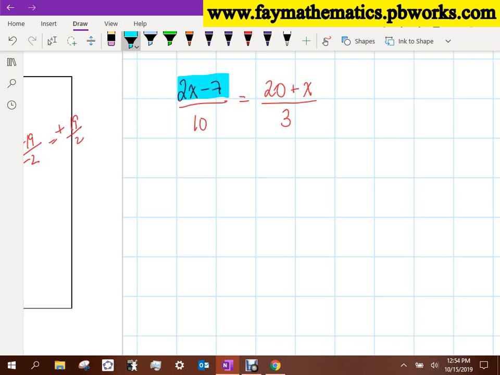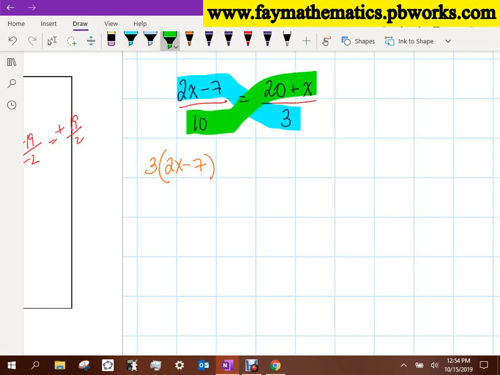I'm going to take that and multiply by that, right? Okay, so I'm going to rewrite that as 3 times 2x minus 7. Then we'll multiply these. Okay, so we get 10 times 20 plus x, right? When we cross multiply here, those are the things that show up.